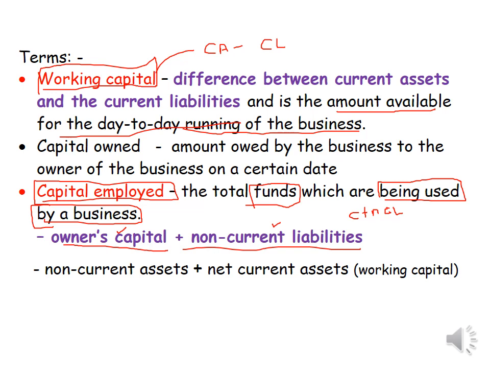And sometimes the question doesn't give you the owner's capital, but the question will ask you to calculate capital employed. So another formula to calculate capital employed is non-current assets plus net current asset. What is the meaning of net current asset? It is working capital. So how do you calculate working capital? Current asset minus current liability, you get working capital. So non-current asset plus working capital, you will get capital employed also. Capital employed is the same thing. We have two formulas to calculate capital employed.